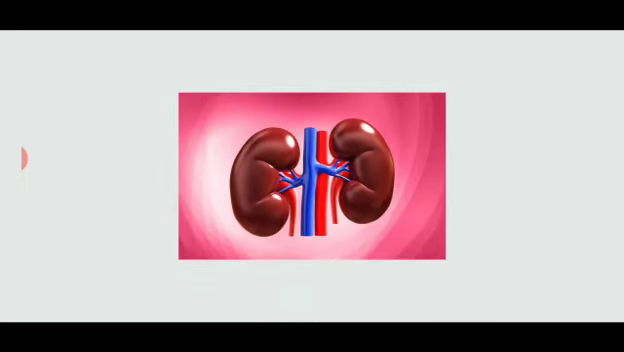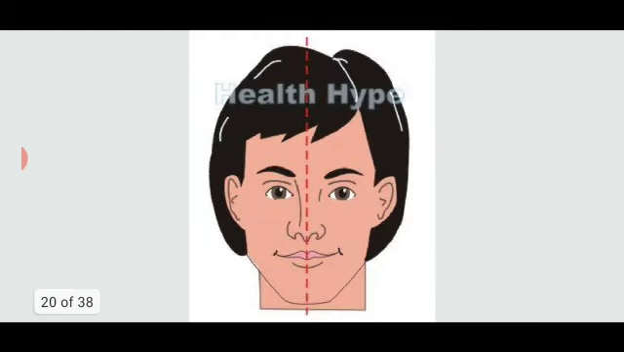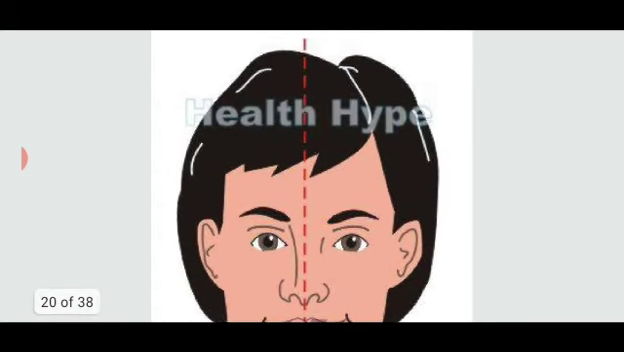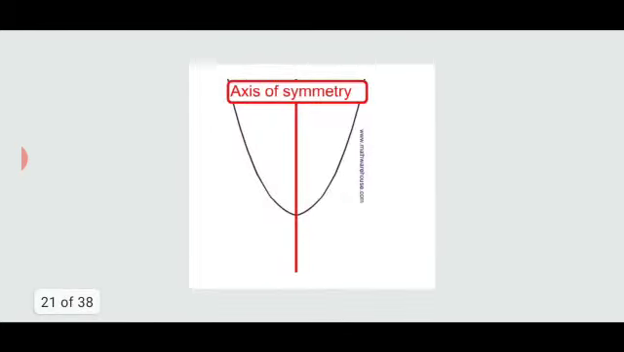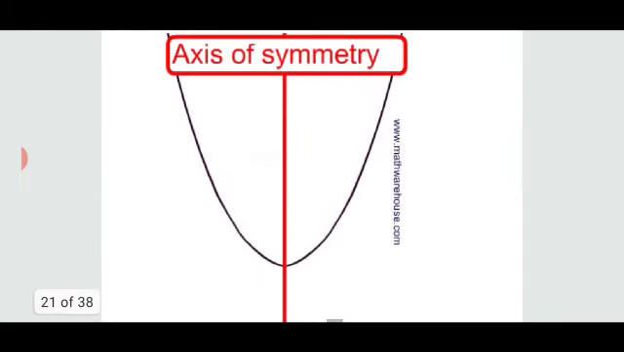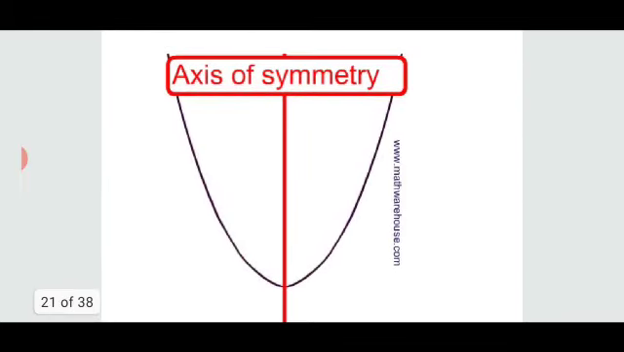Take one more example. Human face. When you draw a line through the center, you will see both sides of the face are the same. Means the human face is symmetrical. All these shapes are symmetrical. In each figure, a line is dividing the figure into two equal halves. The line which divides a shape or figure into two identical halves is called the axis of symmetry.